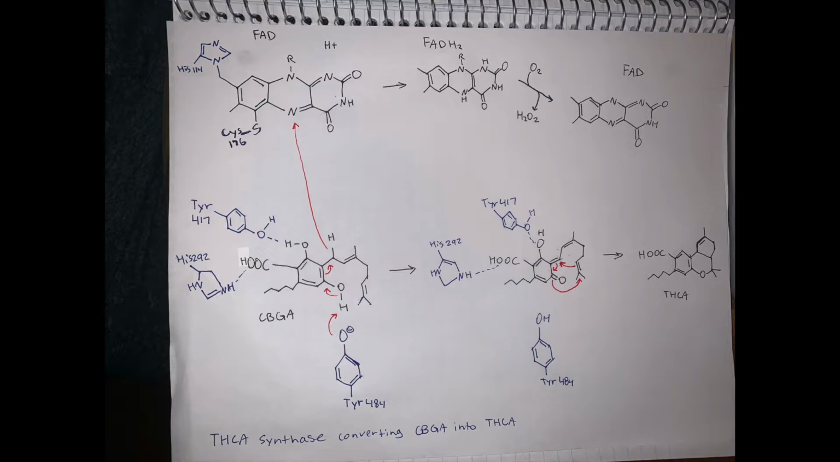So basically, CBGA is oxidized by FAD, which creates FADH2, and that FADH2 is oxidized in the FAD, resulting in hydrogen peroxide as a byproduct, which acts as a defense for the plant. As for CBGA, it undergoes electron pushing to form THCA.